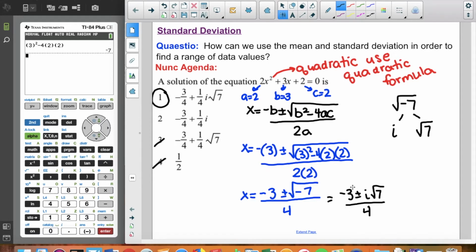Now the way you get from this to this is you just divide 4 by both terms. So it's negative 3 over 4 plus or minus i radical 7 over 4, and then you just rearrange it a bit. Okay, so moving on.